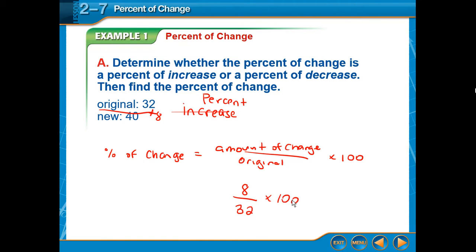So my percent of change is going to be equal to 8 divided by 32, which is 0.25, times 100. So it's going to get me 25. So my percent of change, it was a 25% increase.